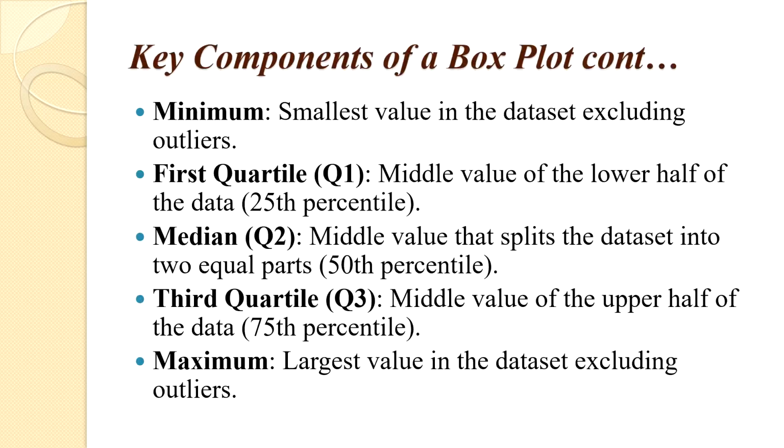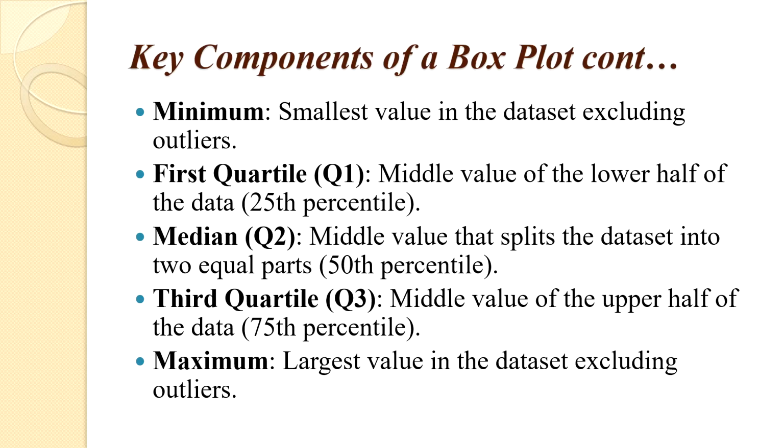Minimum. What is the minimum value? The smallest value in the data set, excluding the outliers. We will not include the outlier values. After removing the outlier values, what is the smallest value in the data set? That is the minimum value. Then the first quartile, already discussed in the IQR, the middle value of the lower half of the data set, simply called the 25th percentile. The next is the median, the Q2 value, the middle value of the data set. That is, we split the data set into two equal parts, so we call it the 50th percentile.